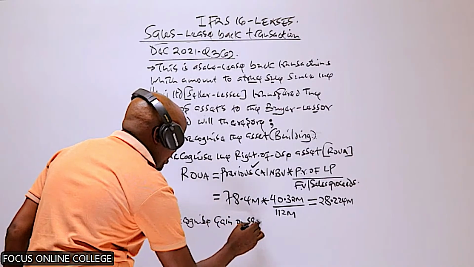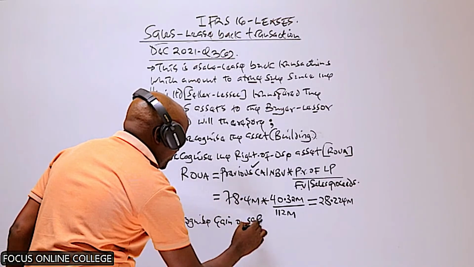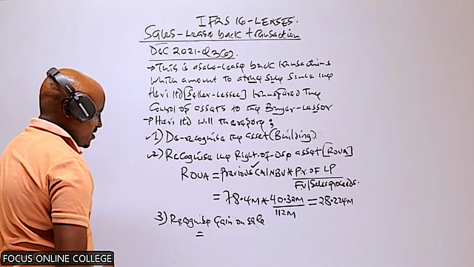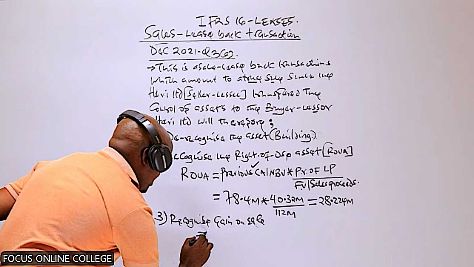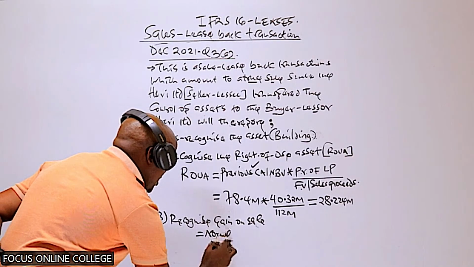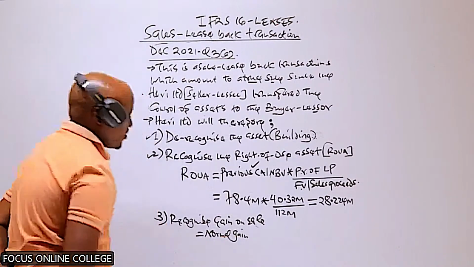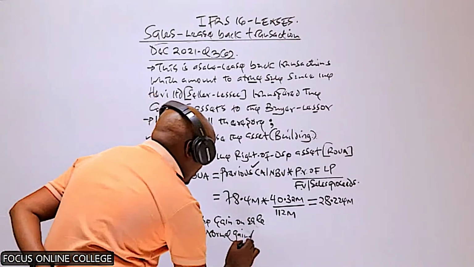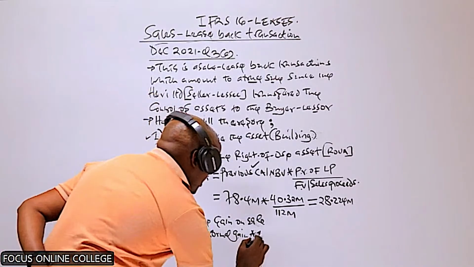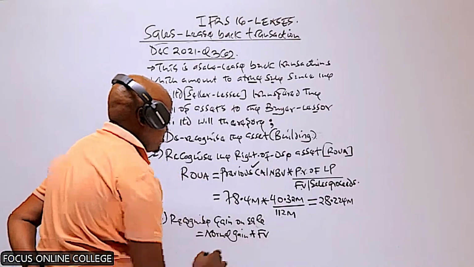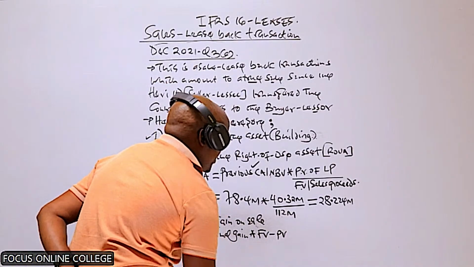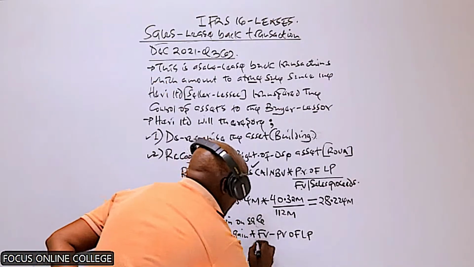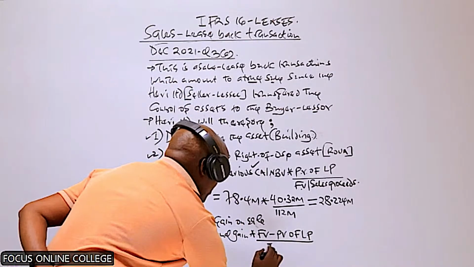So therefore, this company will recognize the gain on sale. How do we compute this gain on sale? You also need to remember this formula, very important. So we take the normal gain. The normal gain will be, we have said, equal to the sales proceeds minus the net book value. We multiply that with the fair value minus the present value of the lease payment, and then we divide that with what? With the fair value.